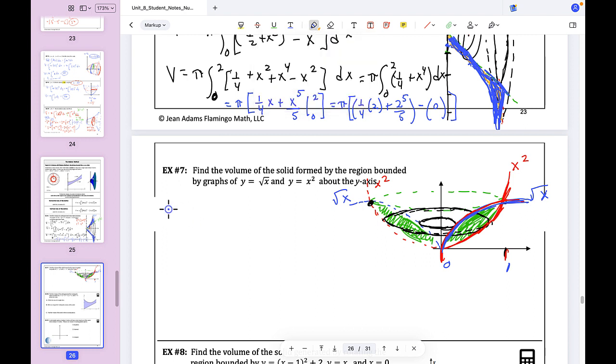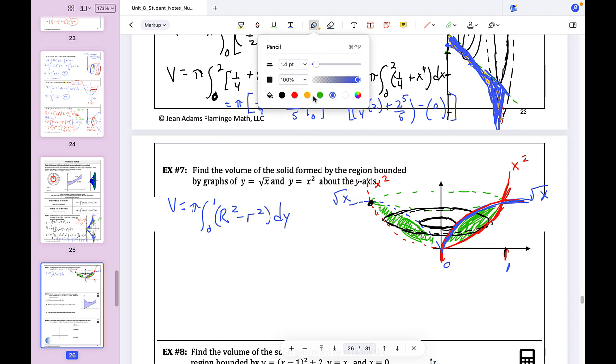Okay, so I need to take the volume now. Of course, the volume is going to be pi times the integral from 0 to 1 of big R squared minus little r squared. And we're rotating it around the y-axis, so this has to be in terms of y instead of terms of x. So now we have to do a little bit more work because these equations are in terms of x. So let's go over here and rewrite the equation.